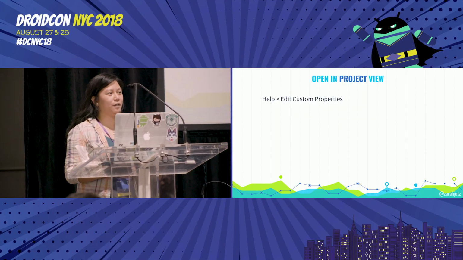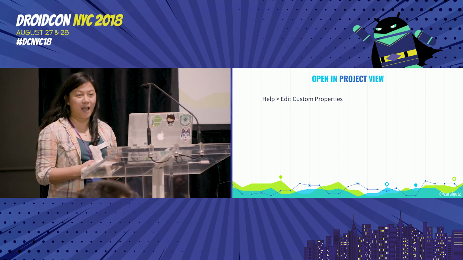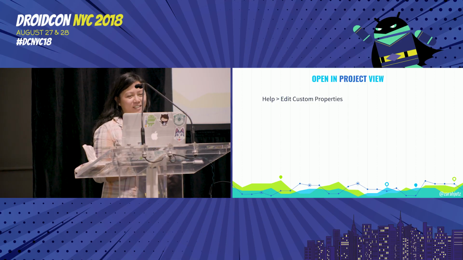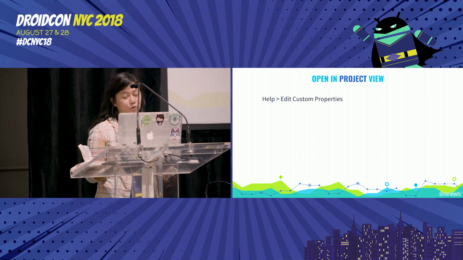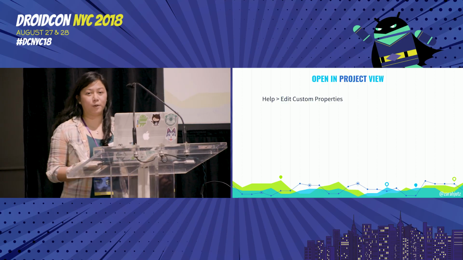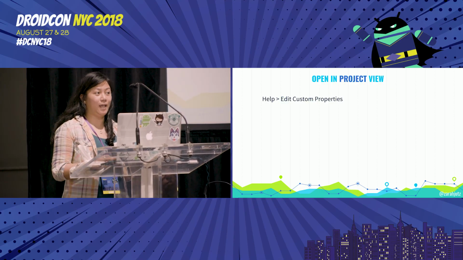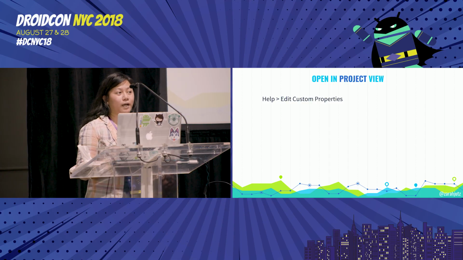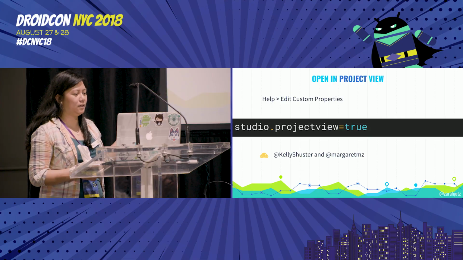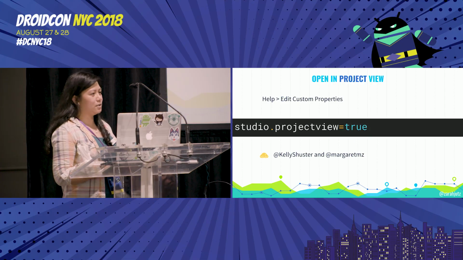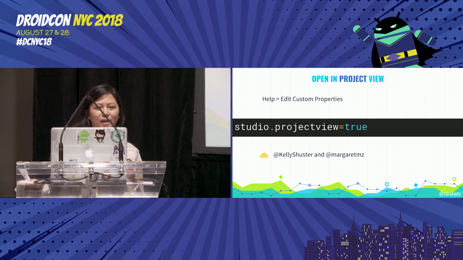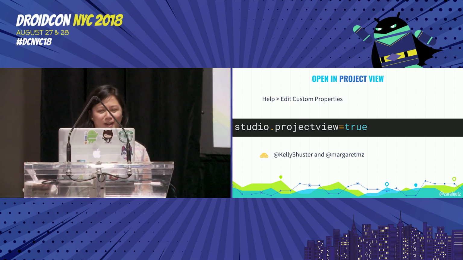If, like me, you prefer to use the project view instead of Android view when opening new projects, we can set this up as the default in Android Studio. So just go to Help, and then click on Edit Custom Properties. At this point, if you don't have any, you might be prompted to create a new file, say yes, and then add the following line, and then restart Studio. Thanks to Kelly Schuster and Margaret MZ for this tip, which is really helpful for me because I find myself always switching to project view anyway.